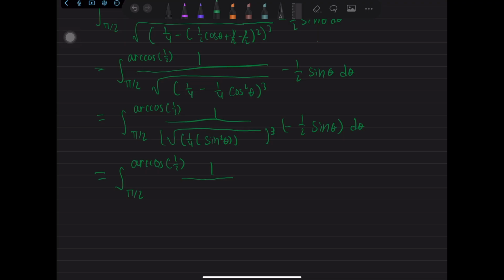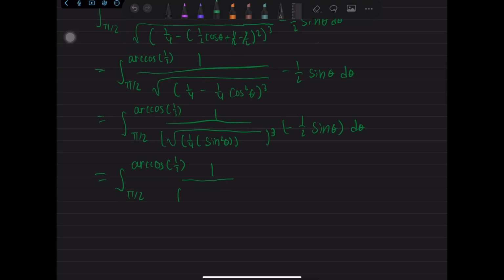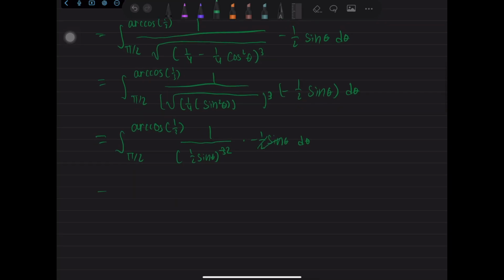So now let's see what we get. So we'll have 1/2 sine theta. This is cubed times negative 1/2 sine theta d theta. One of these is going to cancel out. So 1/2 sine theta, that cancels out. We make this into 2. So now we have negative pi over 2 to arc cosine of 1 over 3, 1 over 2 sine theta squared d theta.